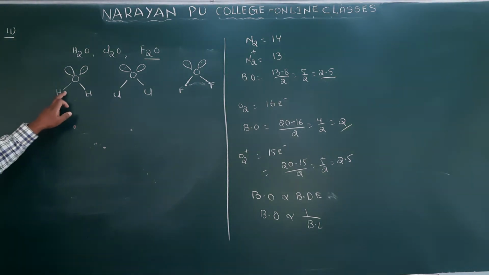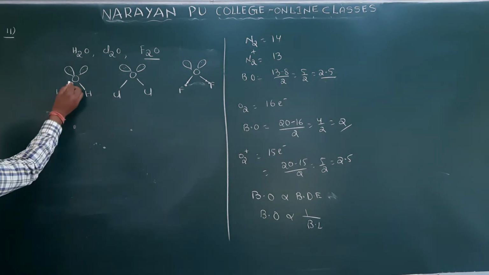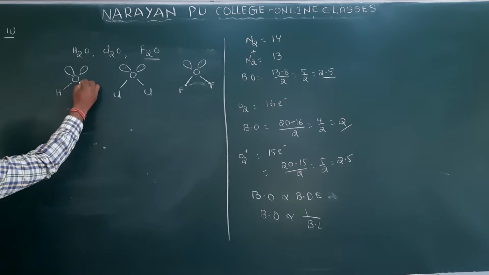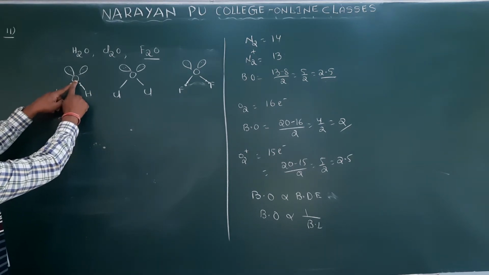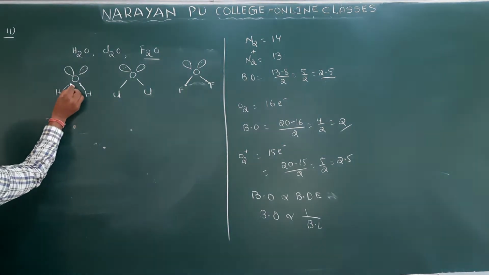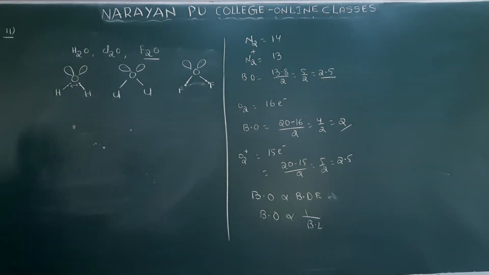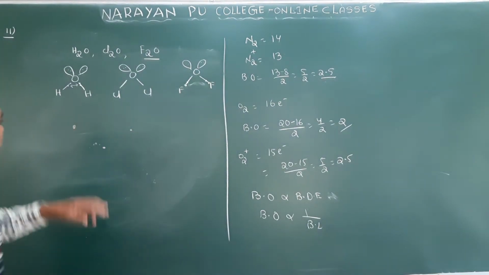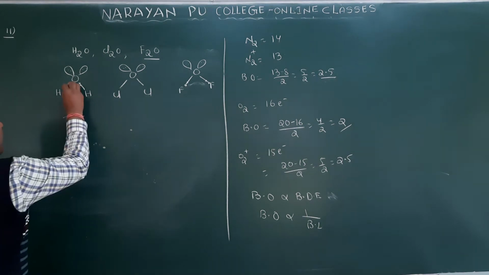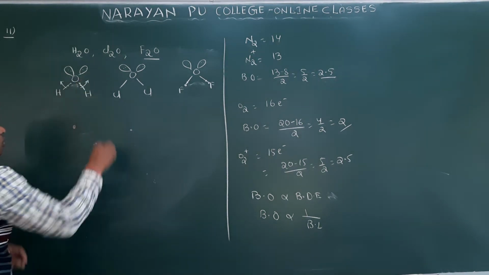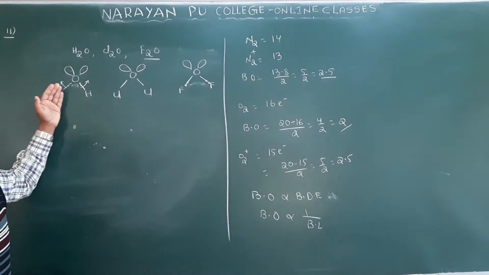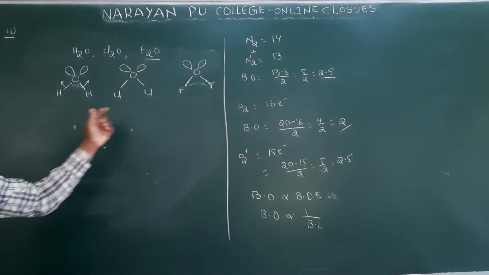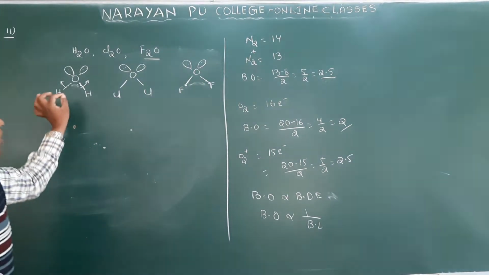Clear? In this case you see, oxygen is more electronegative than hydrogen. So these bond pair electrons are close to oxygen. Then the distance between the two bond pairs will be less, and repulsions will be more. To avoid those repulsions, the two bond pairs move away from each other, so the bond angle increases.